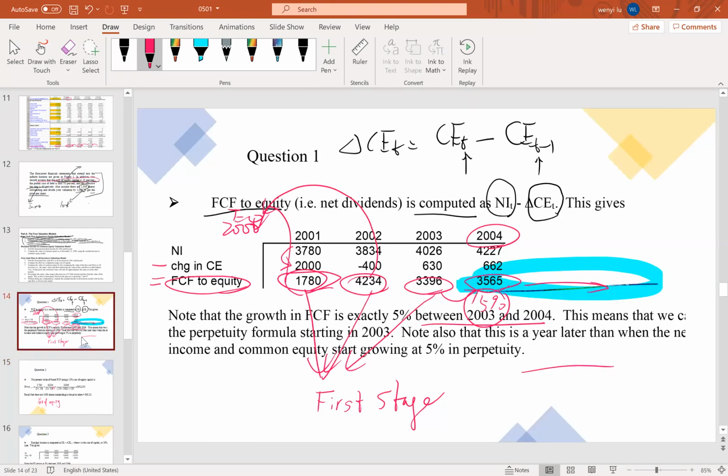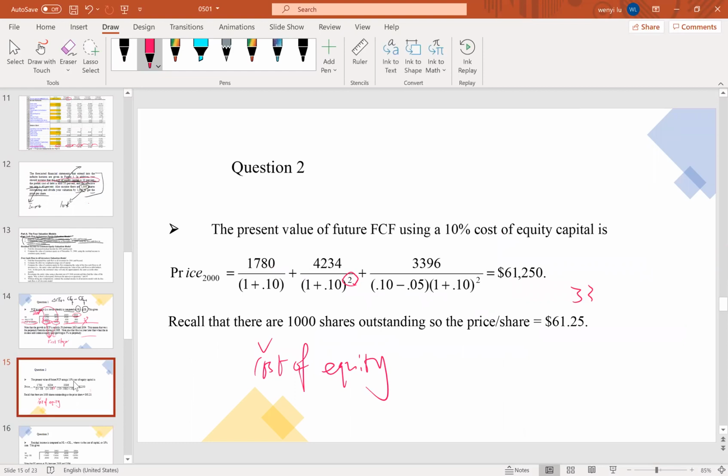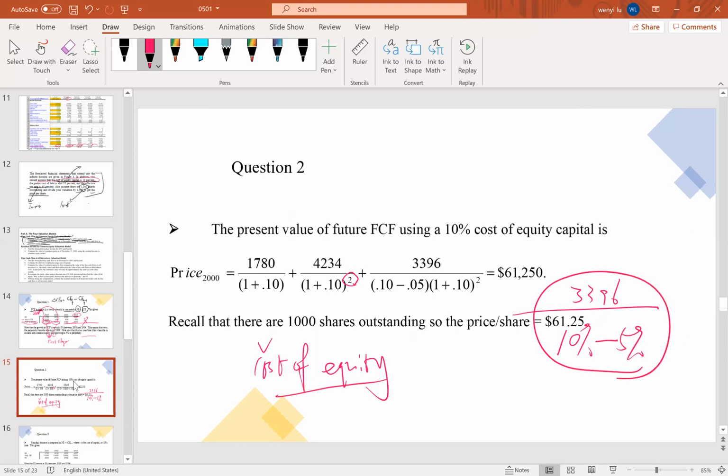Then for the remaining cash flows, we will use our perpetuity formulas. We assume these cash flows will grow with 5% every year. So we have 3396 over R minus G. R is the cost of equity, 10%, minus growth rate, 5%. So this is the value of all the remaining cash flows to the common equities. This is at time 2, so we will also discount this one to time 0, by dividing by 1 plus 10% raised to the power 2.